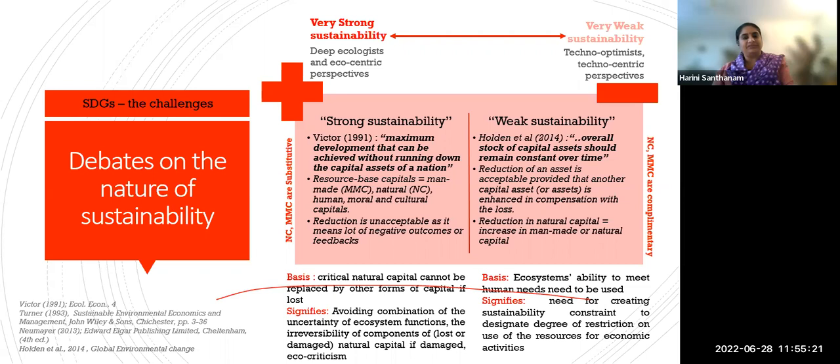Now, weak sustainability. The basis for this argument is that ecosystems are present so that we can use their ability to meet our needs. The ecosystem's ability to serve human needs needs to be used. That is the concept. This signifies that there is a need for creating a sustainability constraint to designate the degree of restriction to which these resources can be used for economic activity. This is a very strong consideration that weak sustainability proponents should take into account when planning. That is the need for a sustainability constraint.